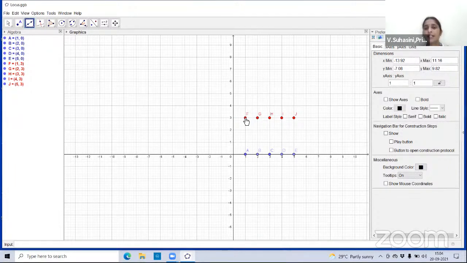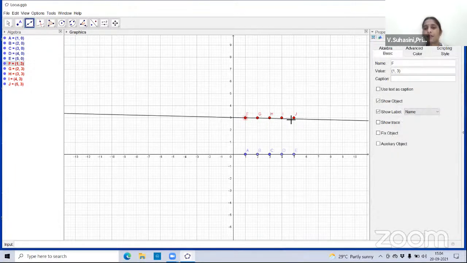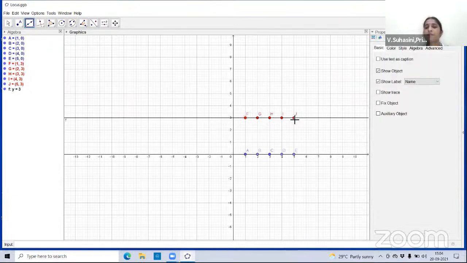And if I join these points, what are you getting? It's a straight line. Which straight line? A line parallel to the x-axis and at a distance of 3 units. So in this case, it is a straight line. The locus of the points which are at a distance of 3 units above the x-axis is a straight line, and this straight line's equation is y = 3.